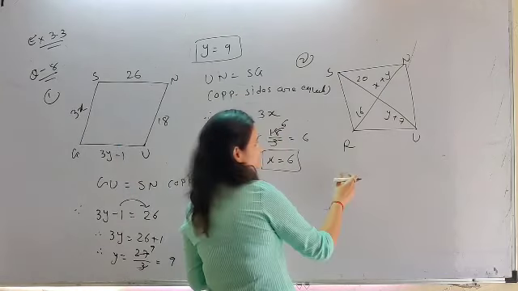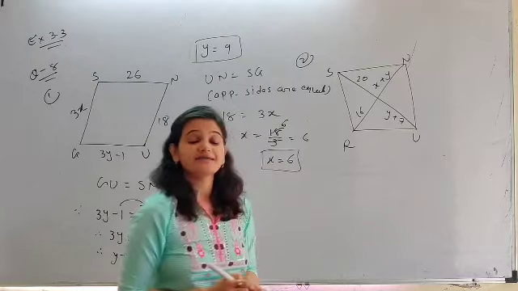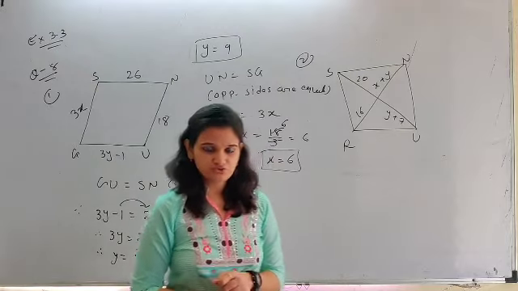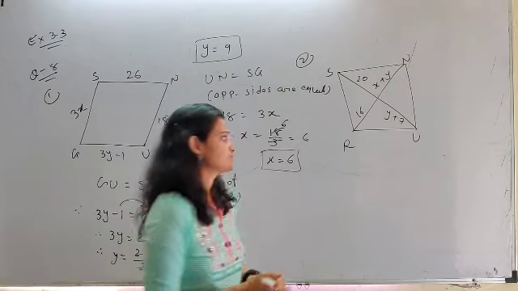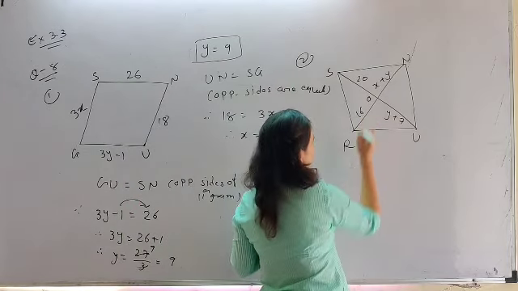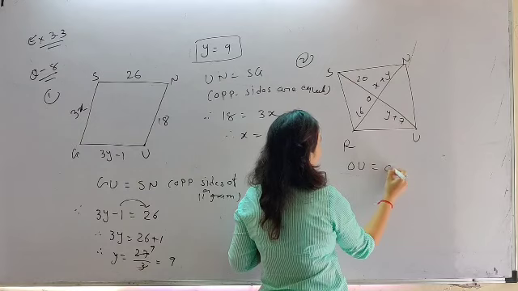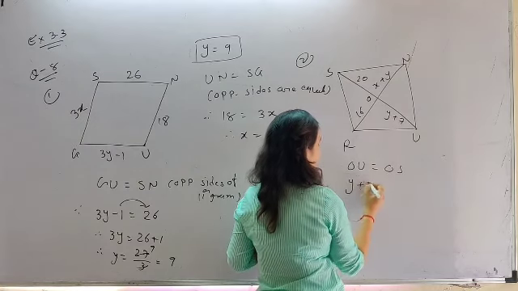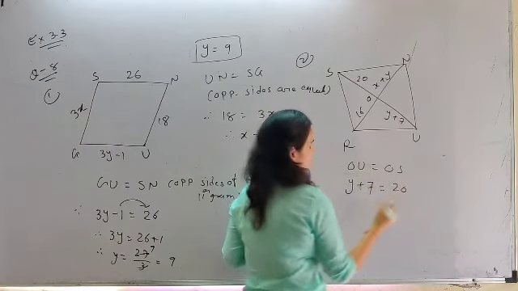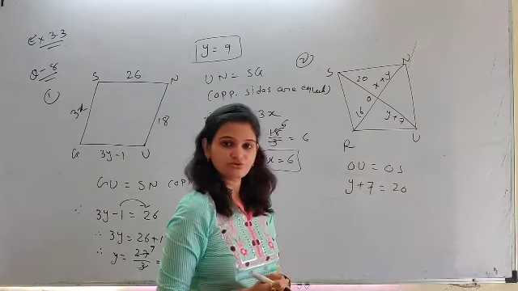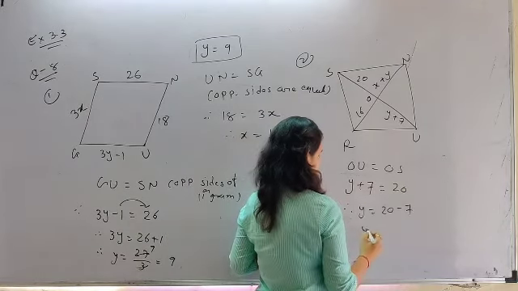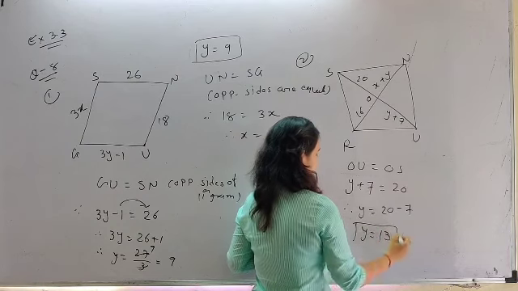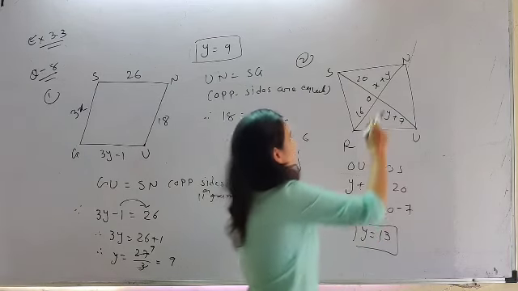Now in the next parallelogram, again we have to use the property of diagonals. That property is diagonals bisect each other. So here, if the intersection is O, then OU is same as OS. That means y plus 7 is same as 20. Y plus 7 is equal to 20. So y is equal to 20 minus 7. Y is equal to 13. Now next, x plus y.